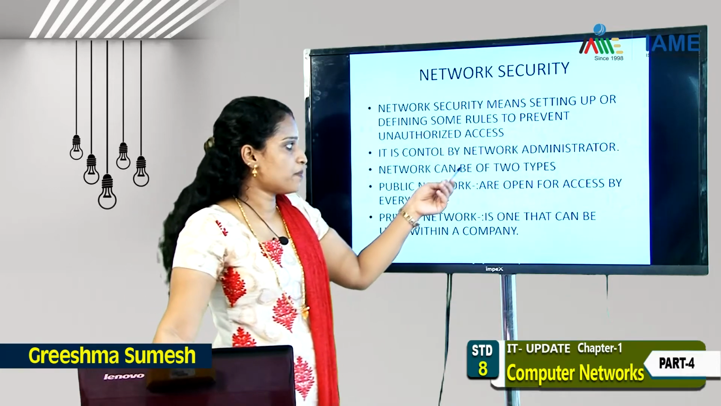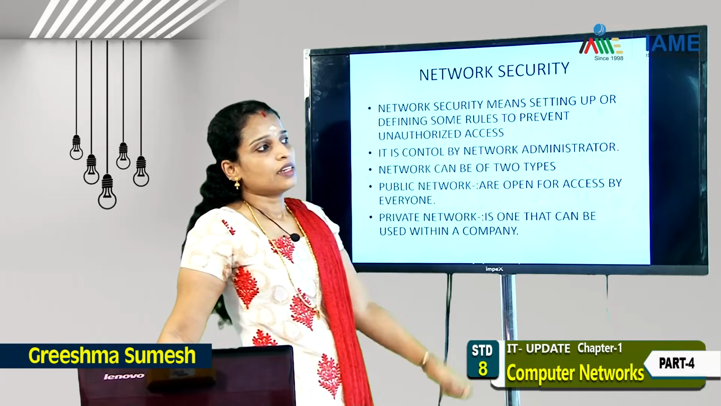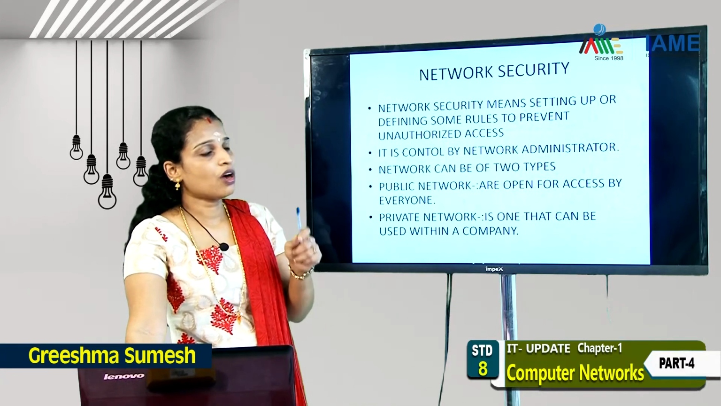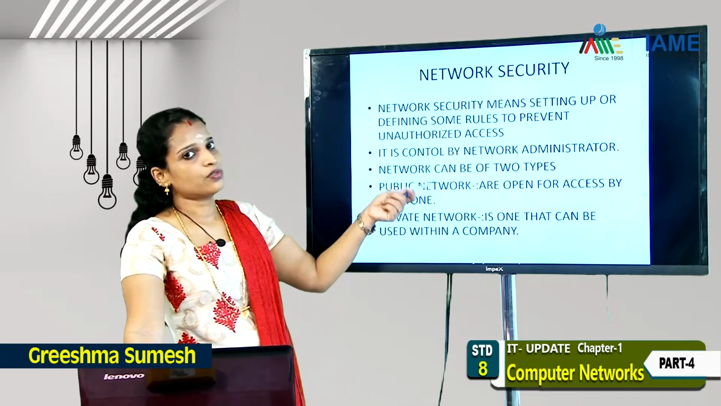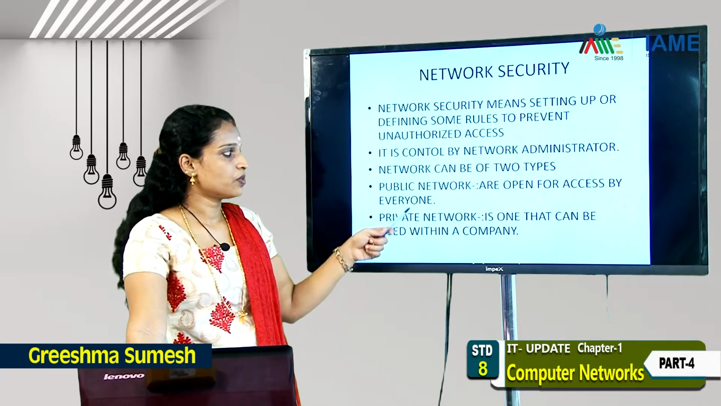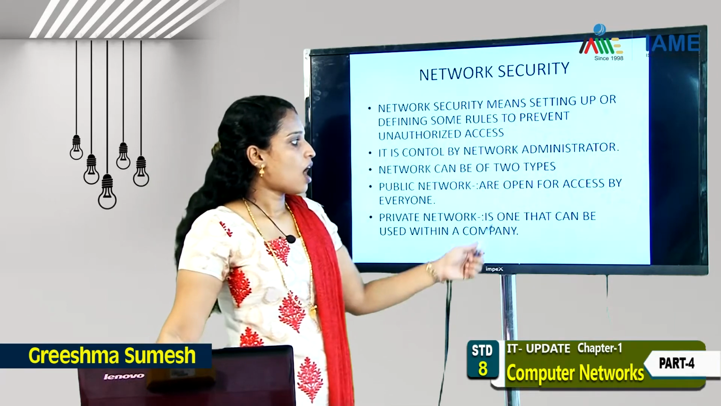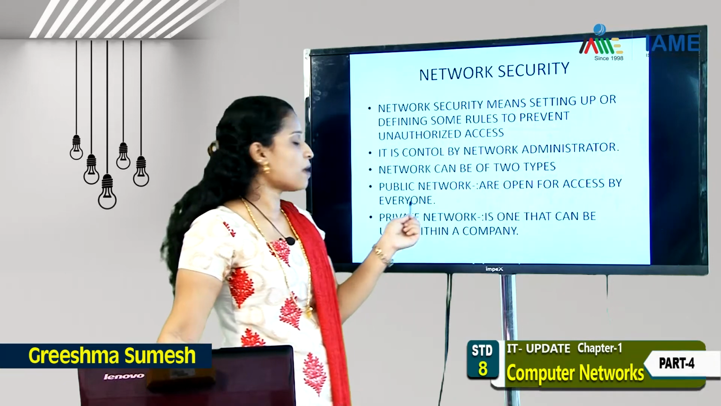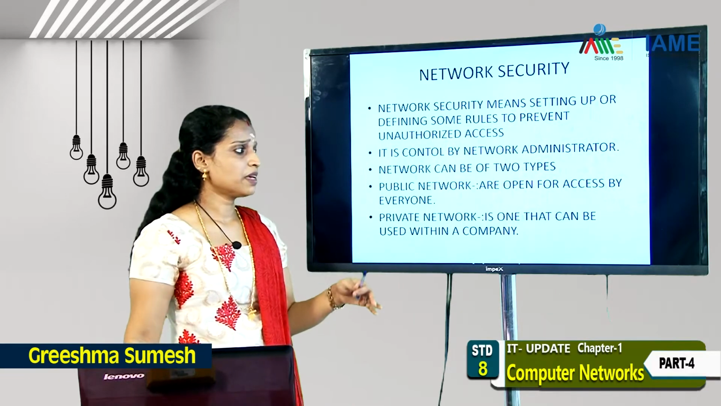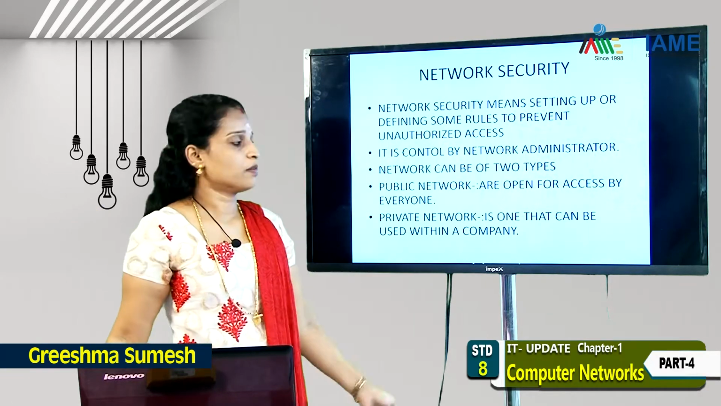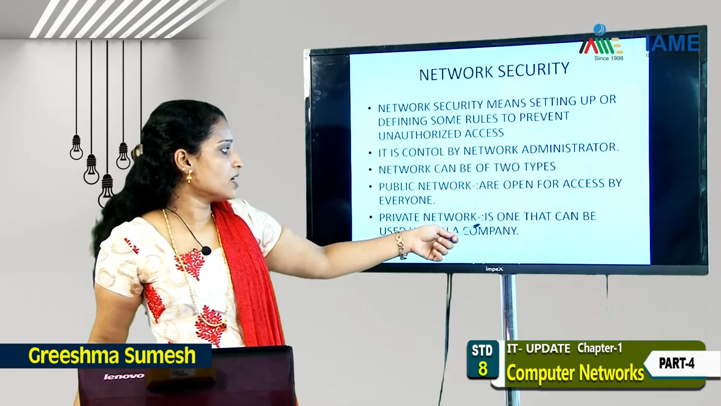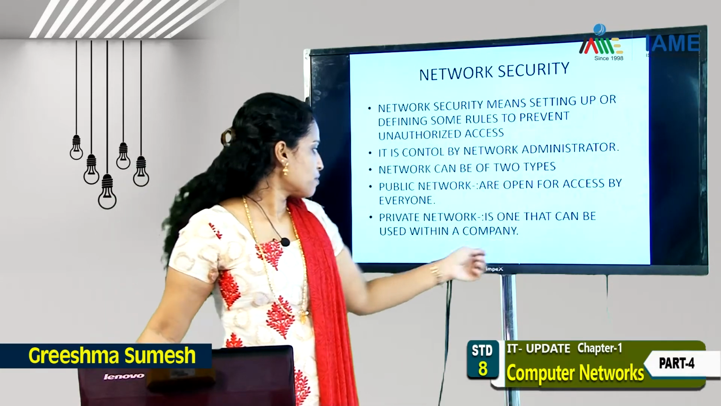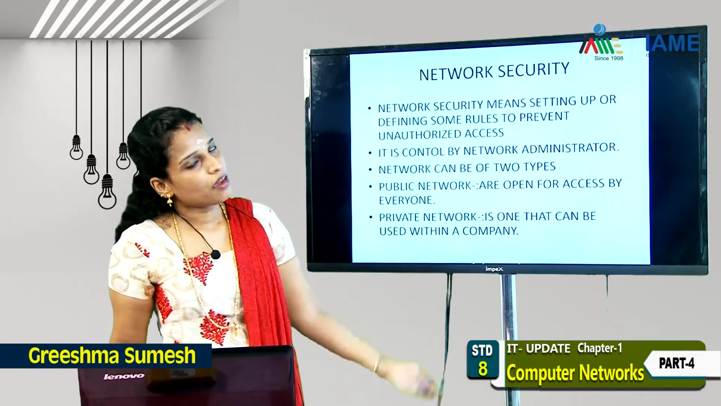A network can be of two types, public network and private network. Public networks are open for access by everyone. Public means access by everyone. A private network is one that can be used within a company.